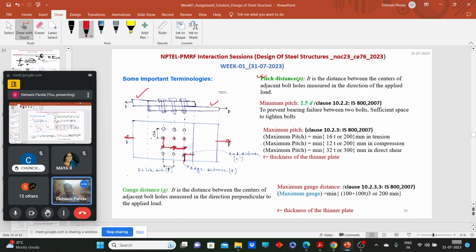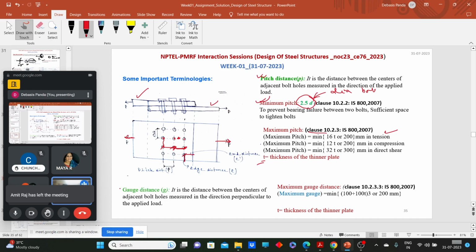Now why is this pitch distance important? We have to maintain some minimum pitch distance to avoid bearing failure of the plate. If we reduce the pitch distance, the bearing failure of the plate will occur. So our code says that the minimum pitch distance should be 2.5d, where d is the diameter of the bolt. For the maximum pitch we have clause 10.2.3: for a tension member 16t or 300, whichever is less; for a compression member 12t or 200, whichever is less; and for direct shear, all these things. And t is the thickness of the thinner plate.